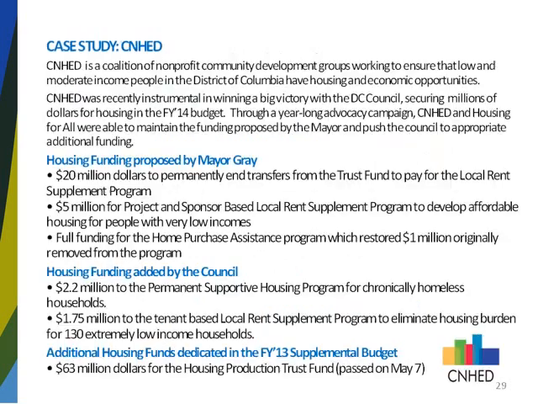And the last one is the CNHED, the Center for Nonprofit Housing and Economic Development, a coalition of nonprofit development groups working on ensuring that low and moderate income folks in the District of Columbia have access to housing and economic opportunities. And this was what I was talking about at the beginning, that they waged a year-long campaign to ensure that there was more money for housing in the DC FY14 budget.